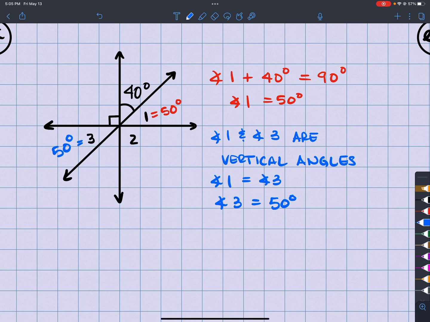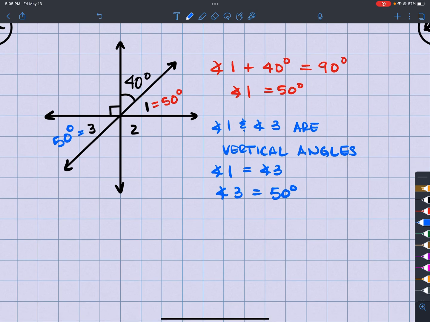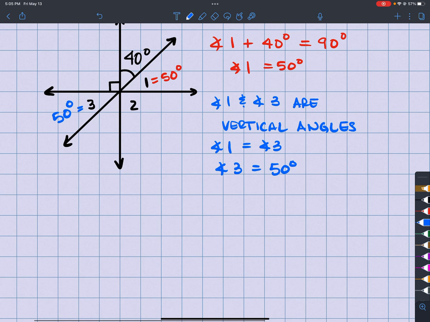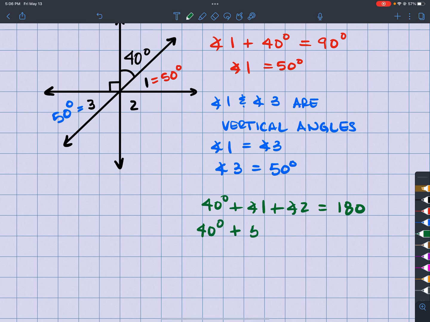Okay? Well, how about angle 2? Well, angle 2 and that right angle, or I could even say that, hey, the 40 degrees plus angle 1 plus angle 2 would give me 180 degrees because they draw a straight line. So, therefore, I can say that I have the 40 degrees plus angle 1 is 50 degrees. Actually, let me do it this way because we wrote it in red. So 50 degrees plus angle 2 is going to give you 180.